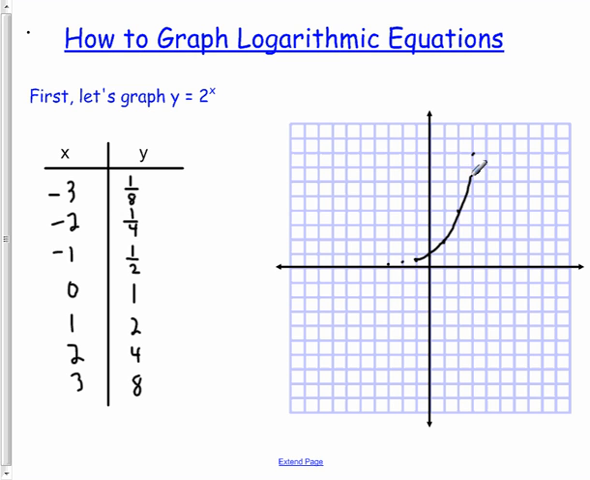Oops. There we go. And it's going to keep increasing. And then here it's going to level off. So then it'll be 1/16, 1/32, 1/64. It's going to keep getting smaller and smaller, but it's going to have an asymptote at 0 here. So this is y equals 2 to the x.